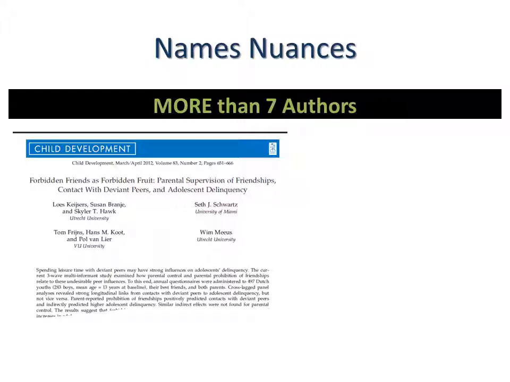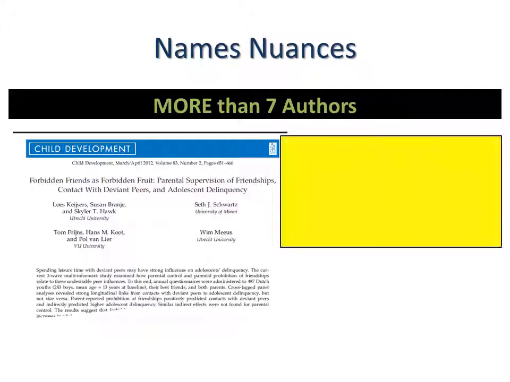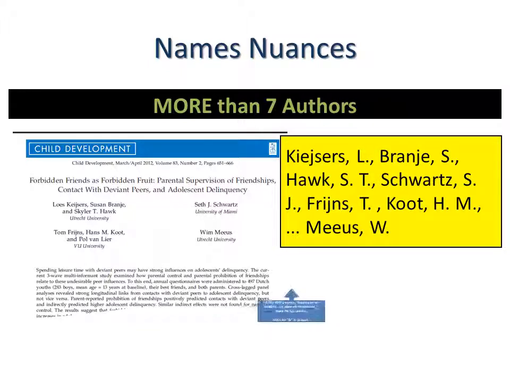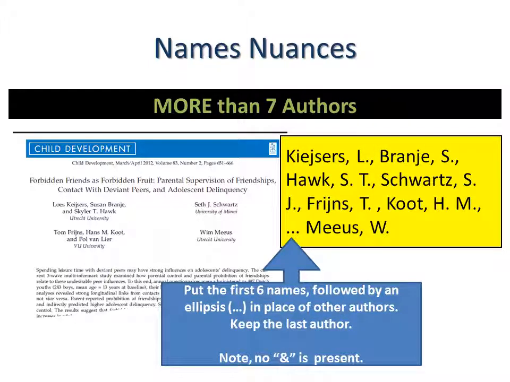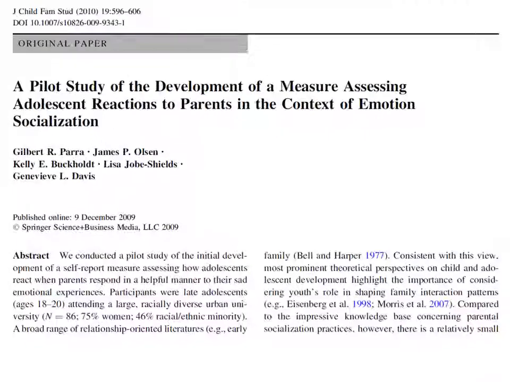Now there is one thing to know about when we're talking about names for an APA reference. When there are more than 7 authors, what you'll want to put are the first 6 followed by an ellipsis, that's those 3 dots, in place of the other authors, and then you keep the last author. Now notice for this paper, we don't actually have the ampersand in there when there are 7 or more authors. Okay, back to our paper.